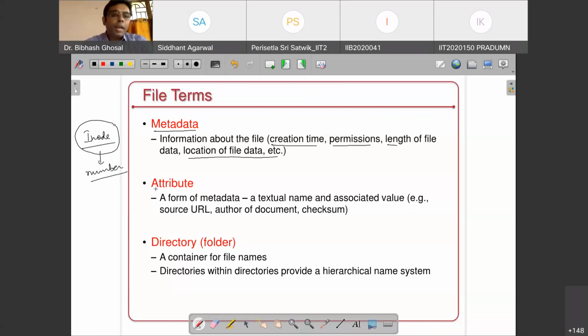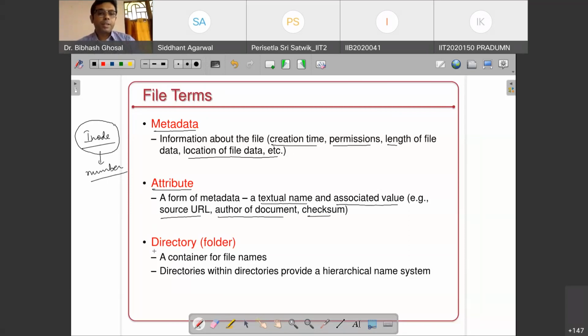Now, every file has or will have an attribute. What is that? It's a form of metadata. What is this? A textual name and an associated value. So you will have a name and associated values, which we call the attribute. For example, you have a source URL, the author of a document, the checksum. These are some additional information that you provide to the file.